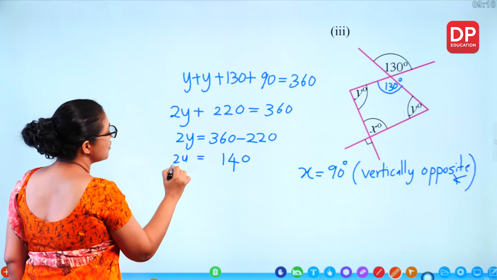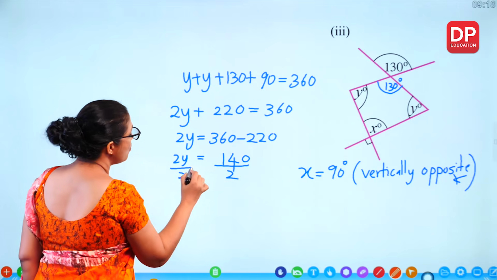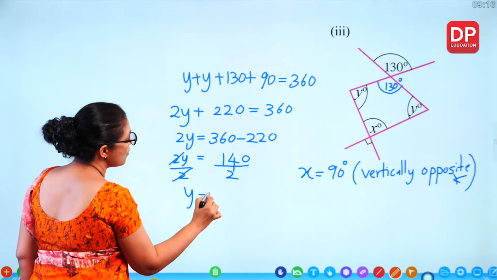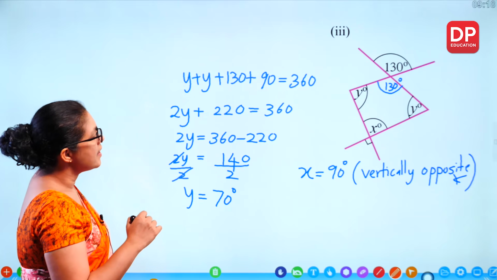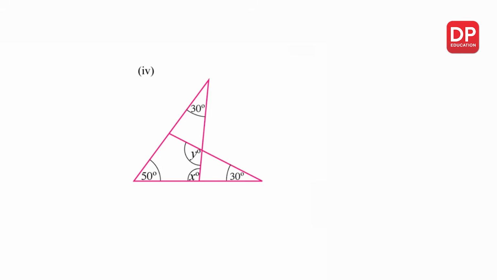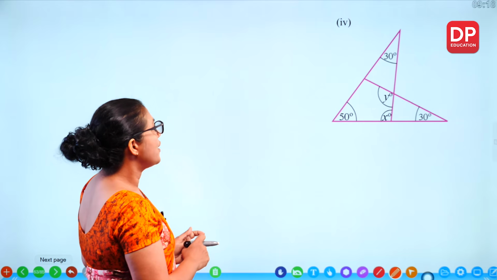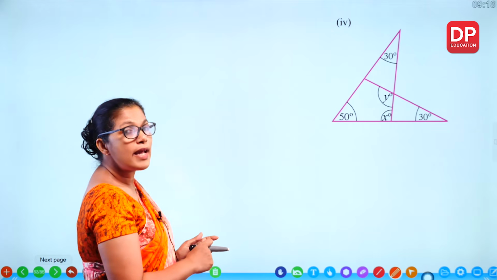140. So divide both sides by 2. You can find out the y value. That's 70 degrees. Look at this diagram. What can you find out first? You can find out the x value.